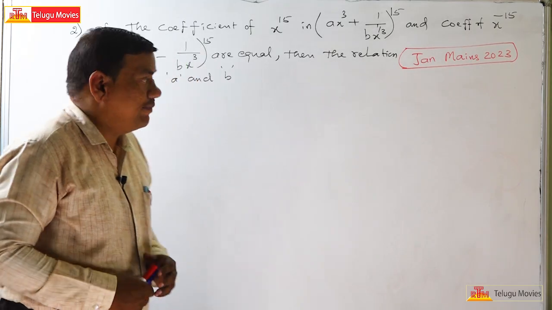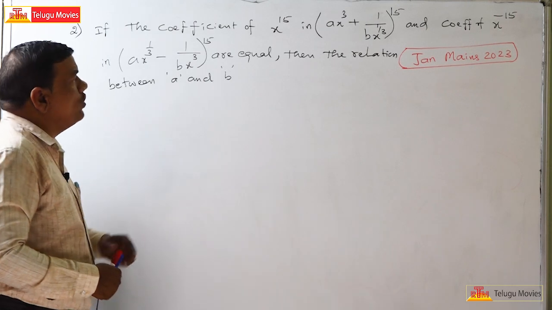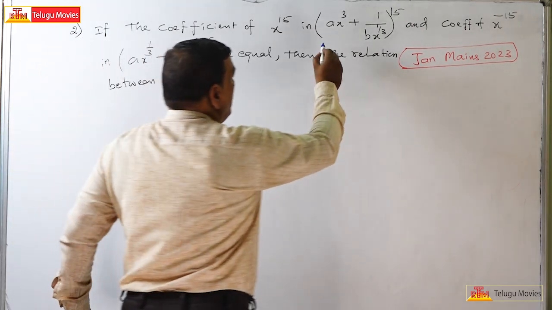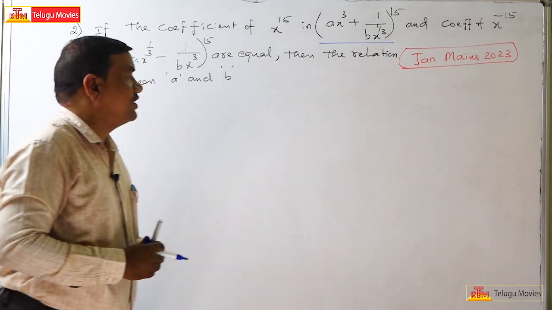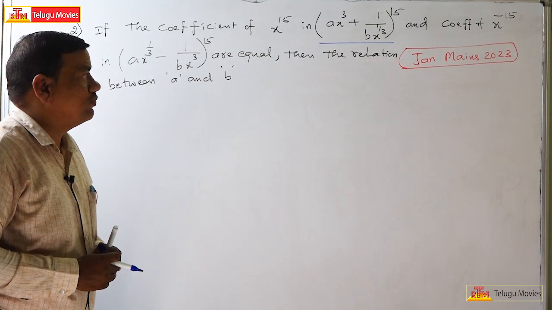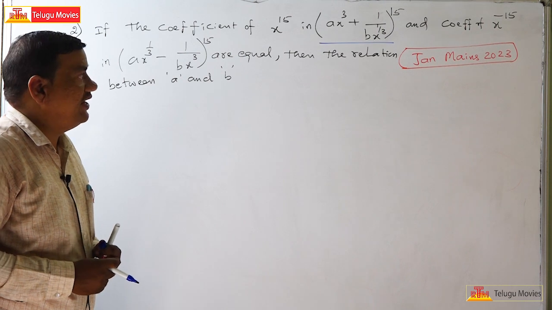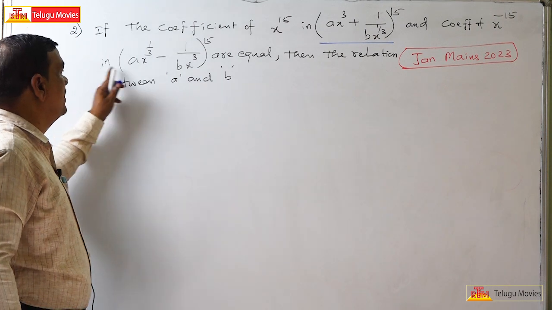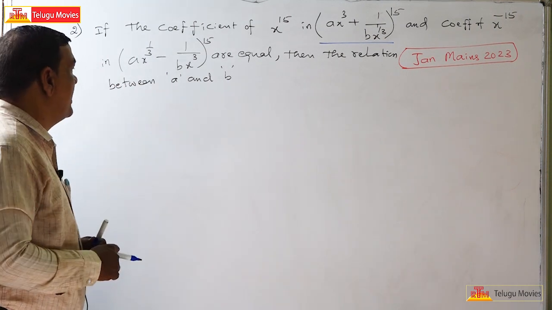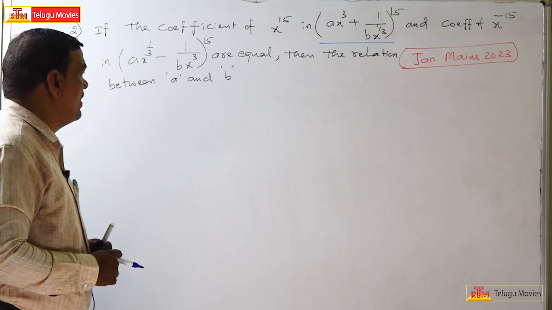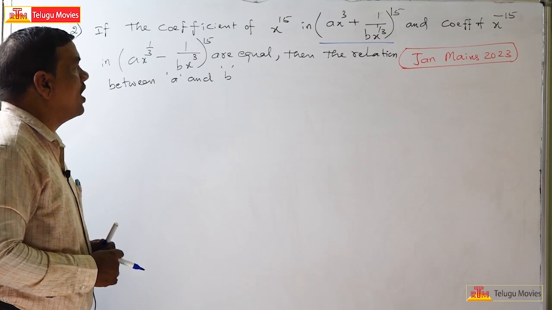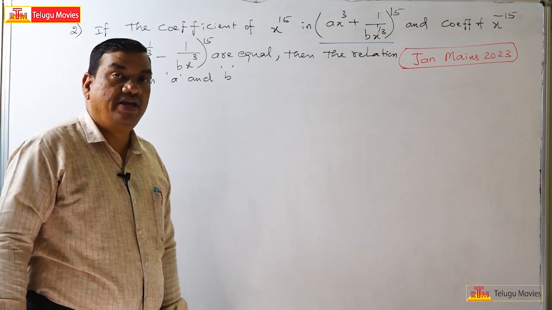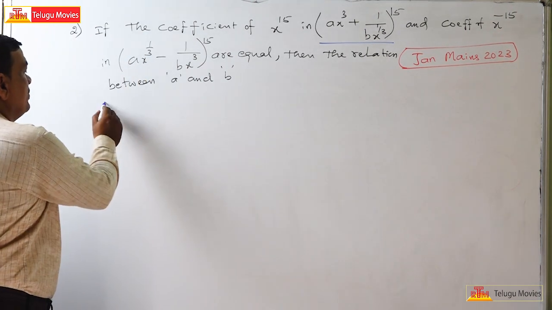Welcome to the second problem. If the coefficient of x to the power of 15 in the binomial expansion of (ax³ + 1/(bx^(1/3)))^15, and the coefficient of x to the power of minus 15 in the binomial expansion of (ax^(1/3) − 1/(bx³))^15 are equal, then the relation between a and b is. Now what is the relation between a and b?